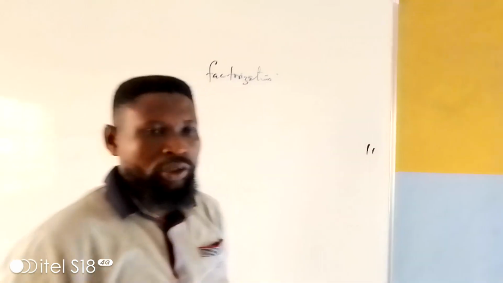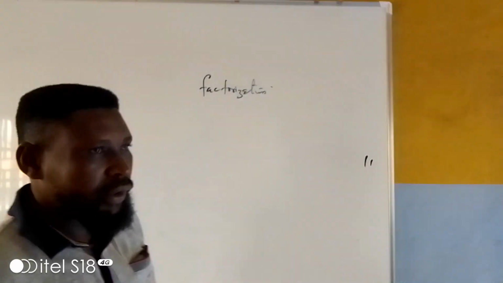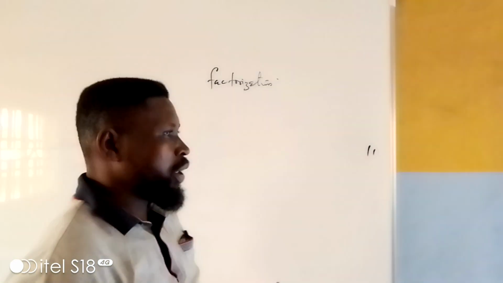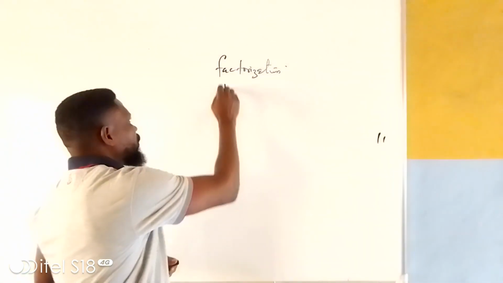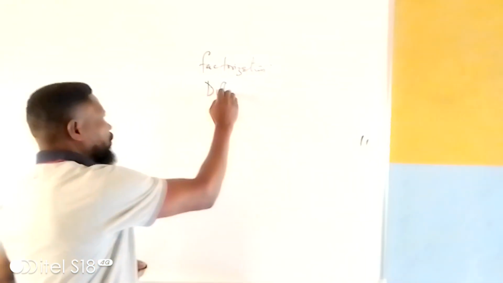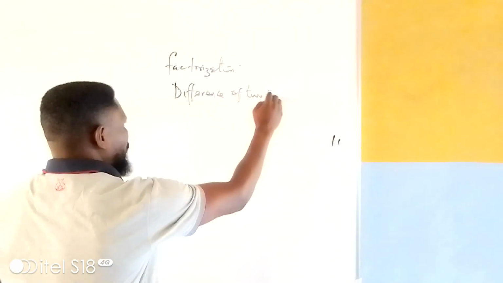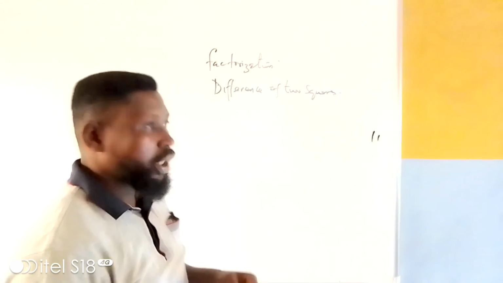Now, what is factorization? Factorization can be done in so many ways. Now, factorization can be seen in what I call difference of two squares. Of course, you know what that means. The difference of two squares.